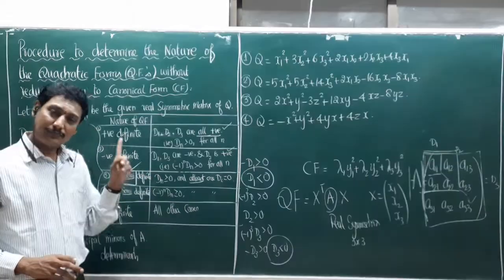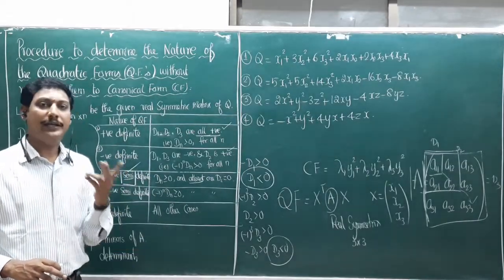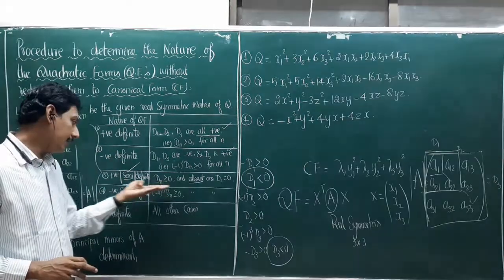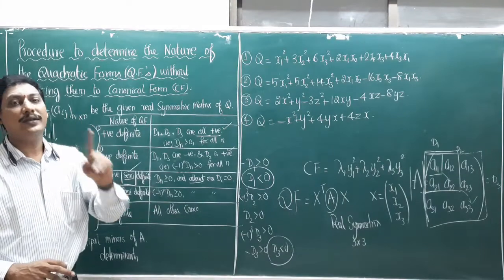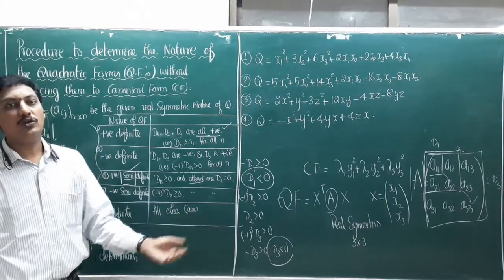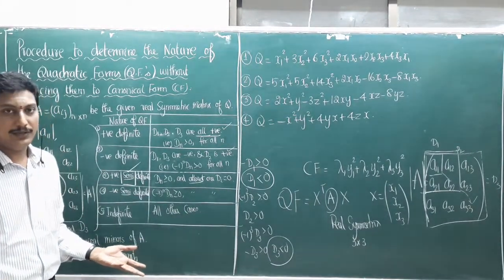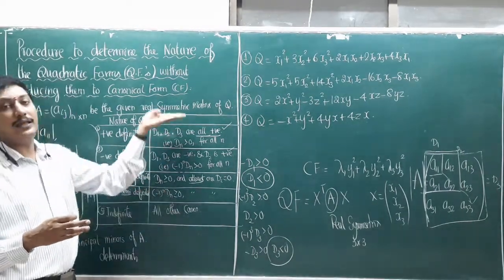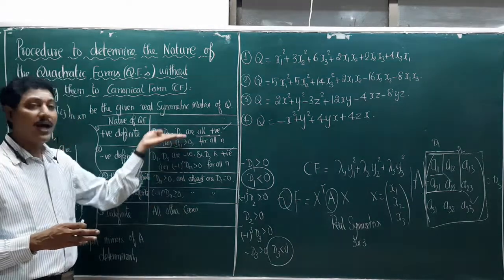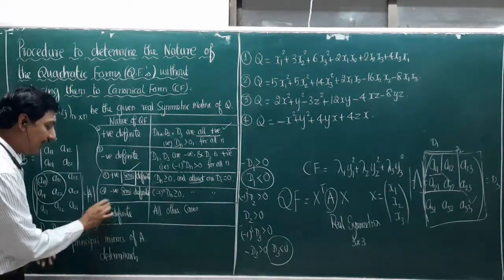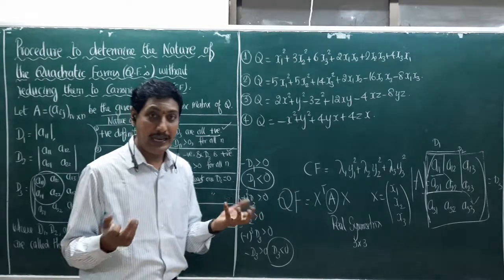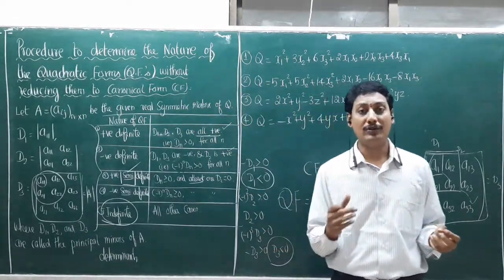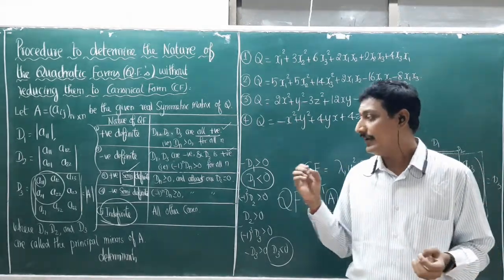If d1, d3 are positive and d2 is 0, or d1, d2 are positive and d3 is 0, it is called positive semi-definite. At least one is 0 and the other two are negative is called negative semi-definite. All other cases do not fit the above; apart from those, it is called indefinite. Indefinite means we cannot say anything about the nature.